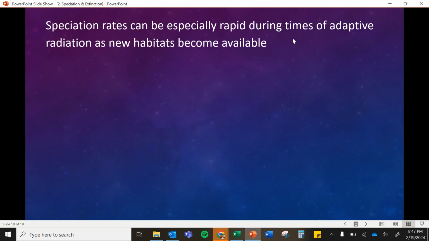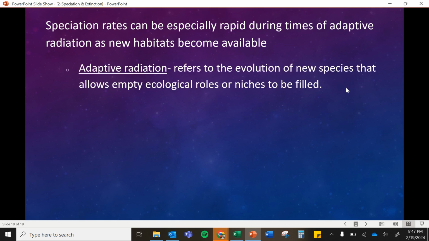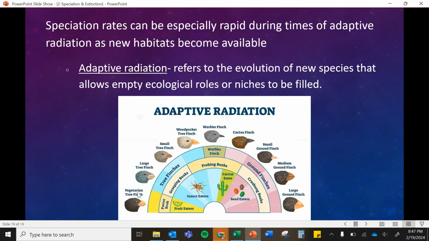And the speciation rates are especially rapid during times of adaptive radiation, where we're having new habitats being made available quickly. So adaptive radiation, again, refers to when we have niches that are available and then organisms are going to evolve to fill those niches. Okay, so that's our examples of speciation.